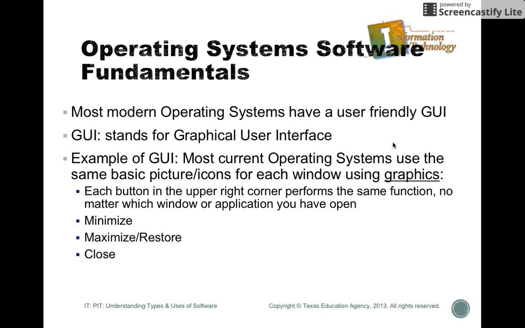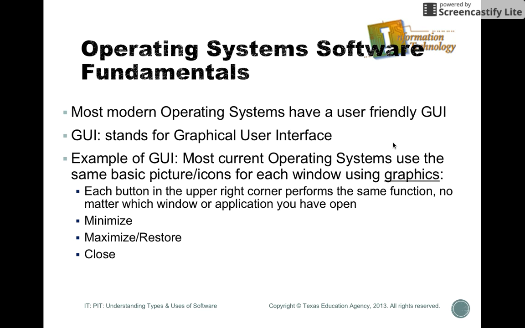Most modern operating systems have a user-friendly GUI, and GUI stands for Graphical User Interface. An example of a GUI is that most current operating systems use the same basic pictures or icons for each window. Basically, a GUI is all of the pictures that you see, and behind it is all of the code. It just makes it really user-friendly, so it's easier for you to function on the computer.